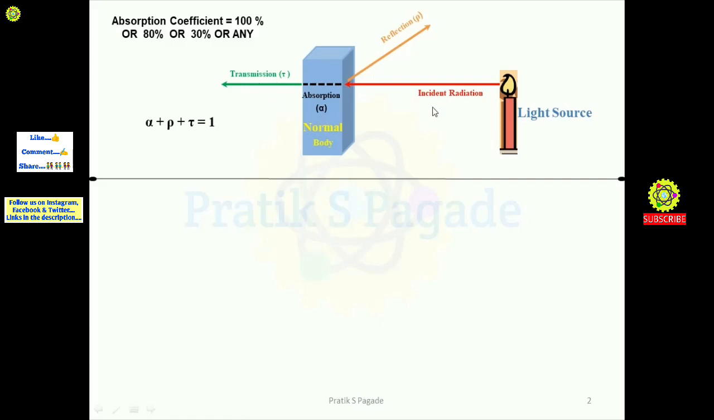Further, now see here, suppose this is a black body. Note that a black body is not actually black in color. A body which has the properties of a black body is called a black body. It is not actually in black color.